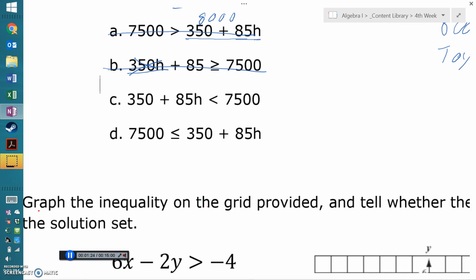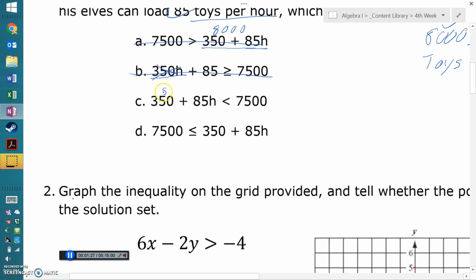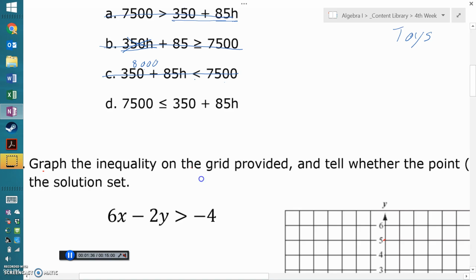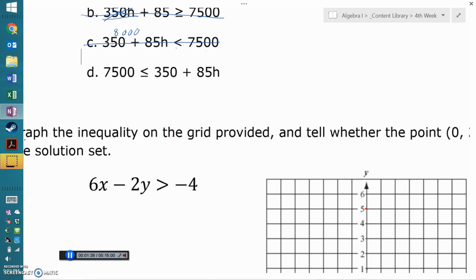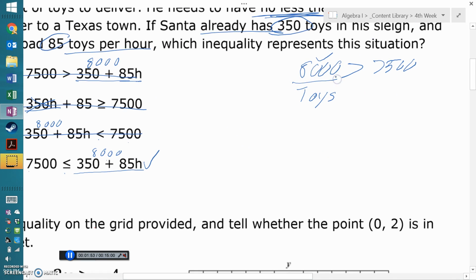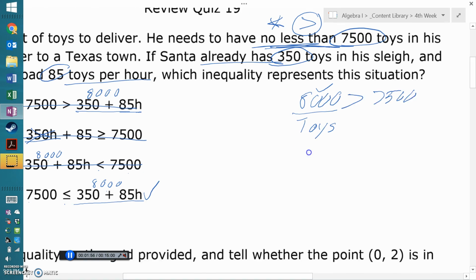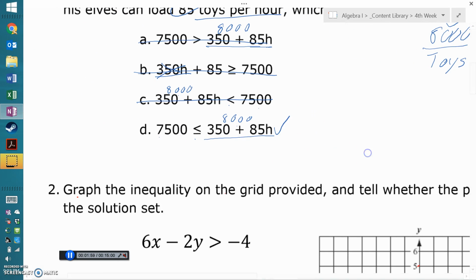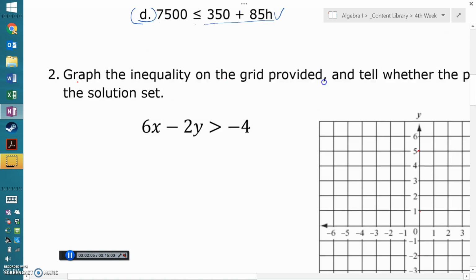C, okay, so the numbers are good. If this were 8,000, that again, 8,000 is less than 7,500. That doesn't make sense as an inequality here. D, so this is the total number of toys. So if the total number of toys is 8,000, then, okay, 7,500 is less than 8,000. That's correct. That inequality makes sense. Because 8,000 is a possible number that we could have, it's not less than 7,500, I'm using that number to check the inequalities. So I use that here for D, check it, yep, it's good. So D is going to be my correct answer.